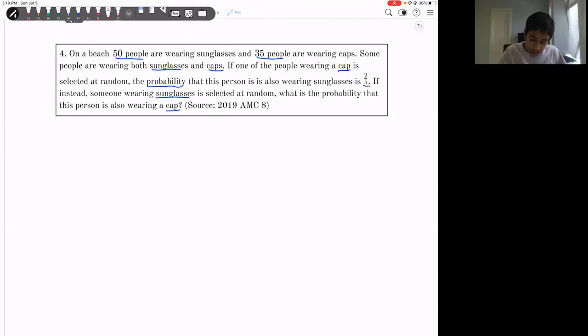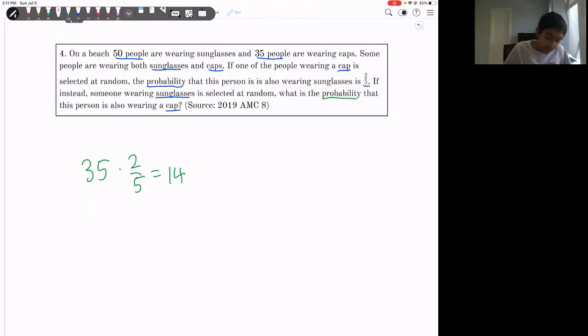So we're given that for any person wearing a cap, the probability they also wear sunglasses is 2/5. We have that 35 people are wearing caps, so 2/5 of them are also wearing sunglasses. So how many people are wearing both caps and sunglasses? This is just 14. And now the problem asks us, what's the probability that this person also wears a cap? So what's the probability somebody wearing sunglasses also wears a cap?